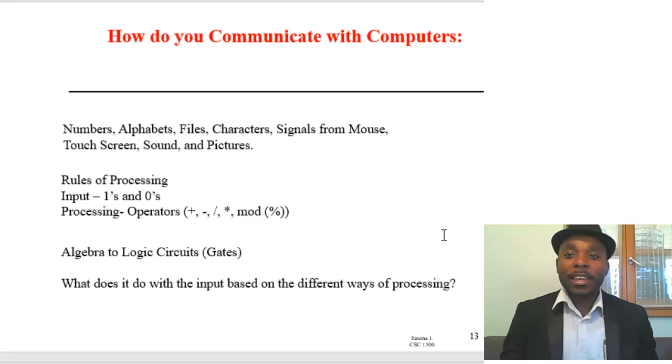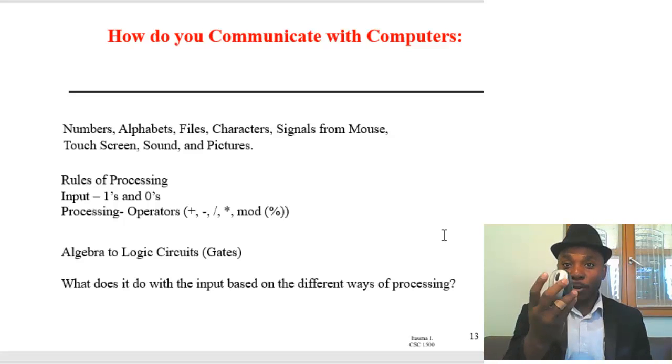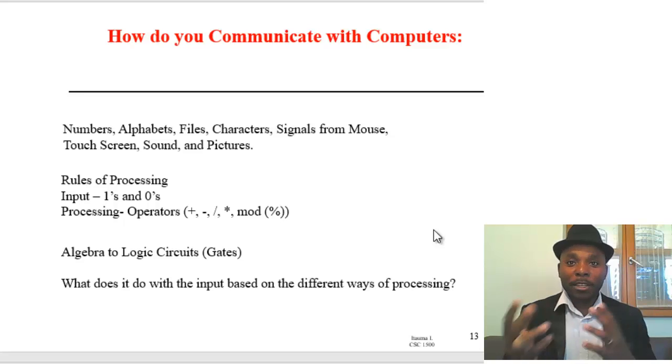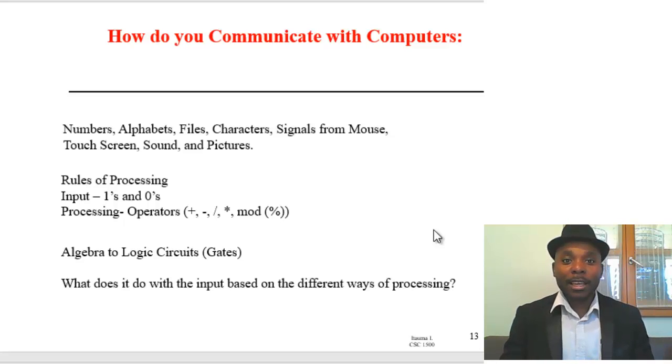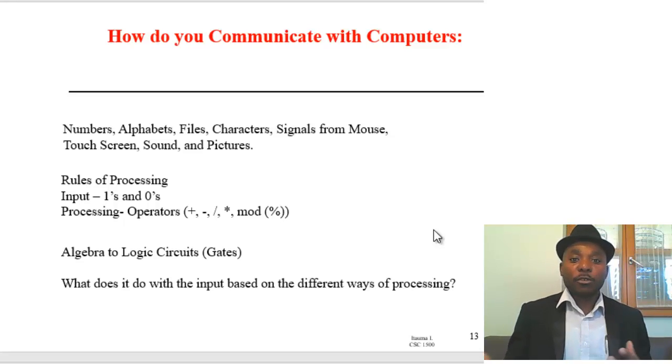How do you communicate with computers? Signals from the mouse are based on location, and pictures are based on pixel values. The pixel values could be discrete values or continuous values. Continuous values, or continuous mathematics, are basically real numbers, and discrete mathematics are basically integers. So we'll be dealing mostly with integers, ones and zeros.